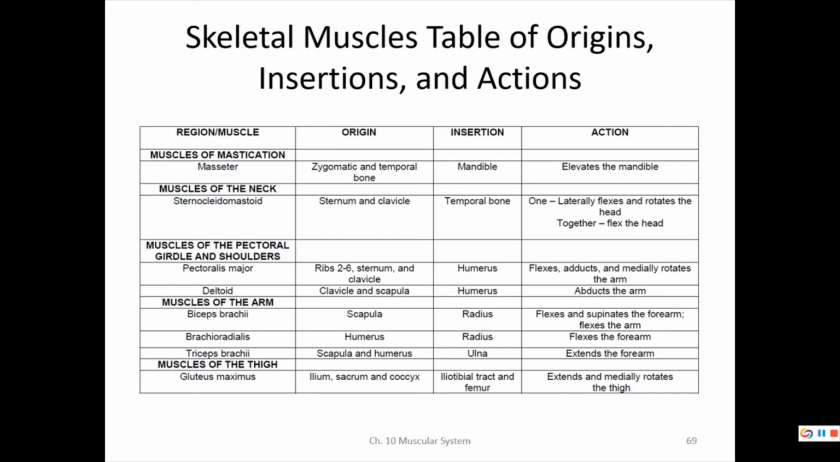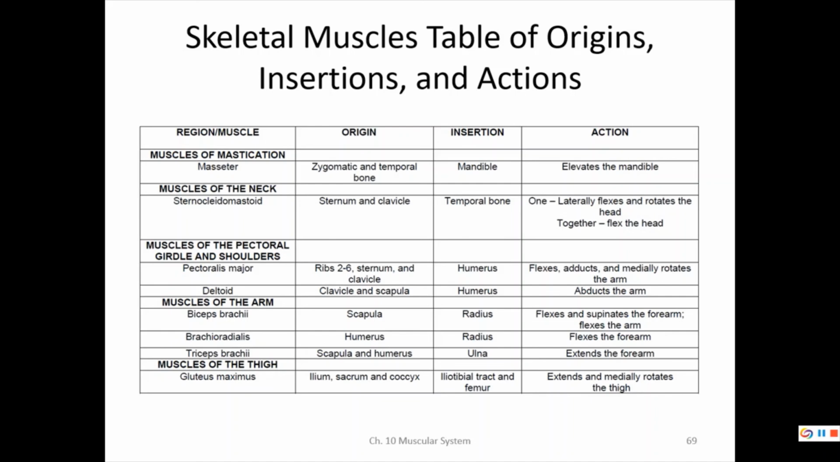Okay. The deltoid: origin, clavicle and scapula; inserts on the humerus, because remember the humerus has the deltoid tuberosity. This abducts, or takes away, the arm from the body's midline. Now, I'm going to tell you guys, there's really no shortcuts on this. It's really just going through and memorizing it.